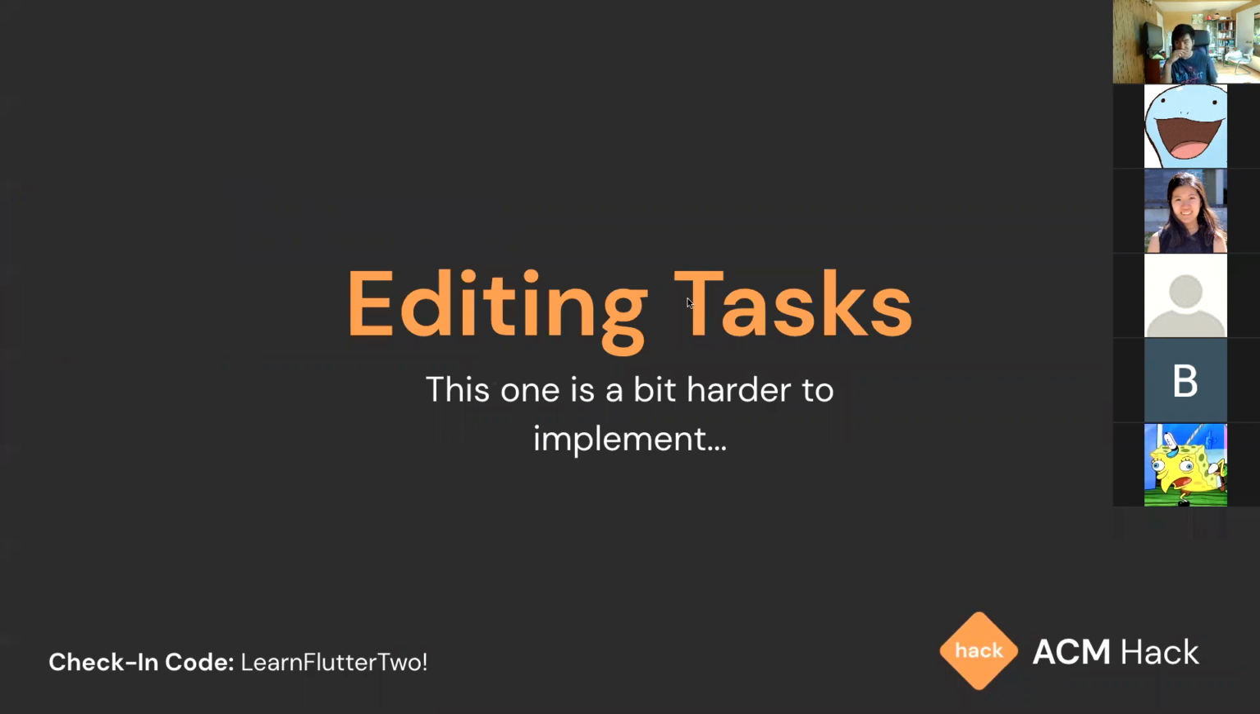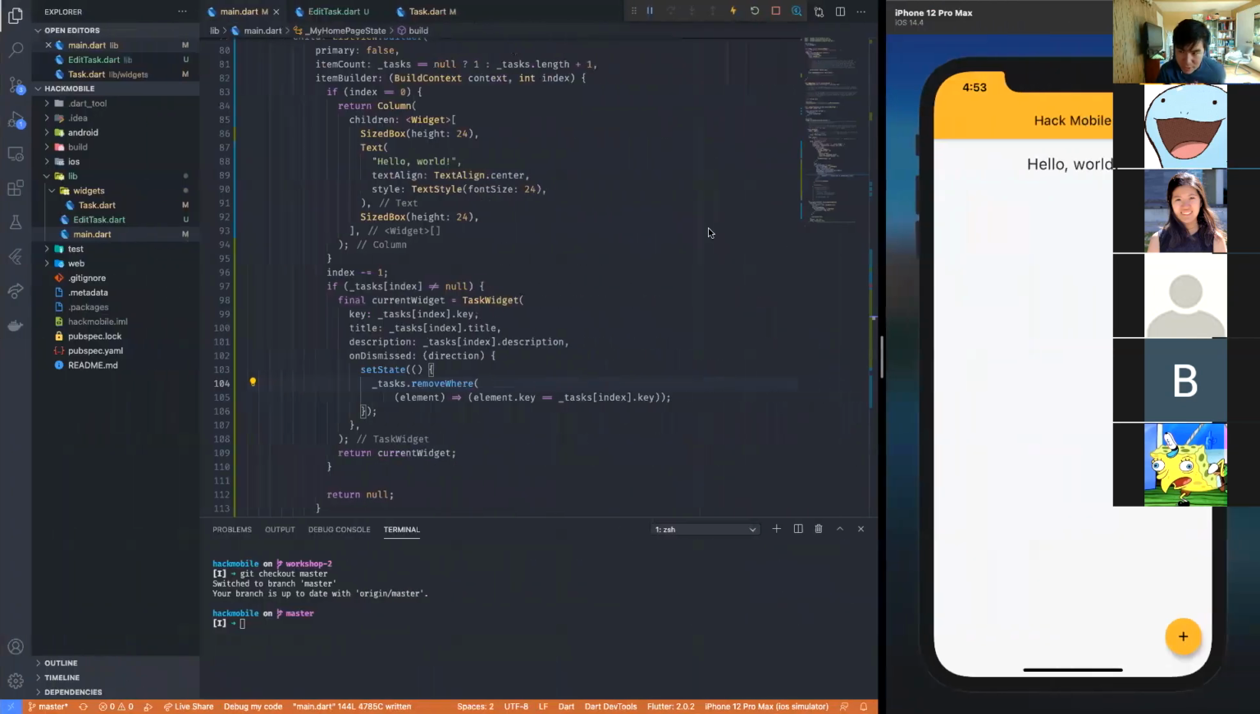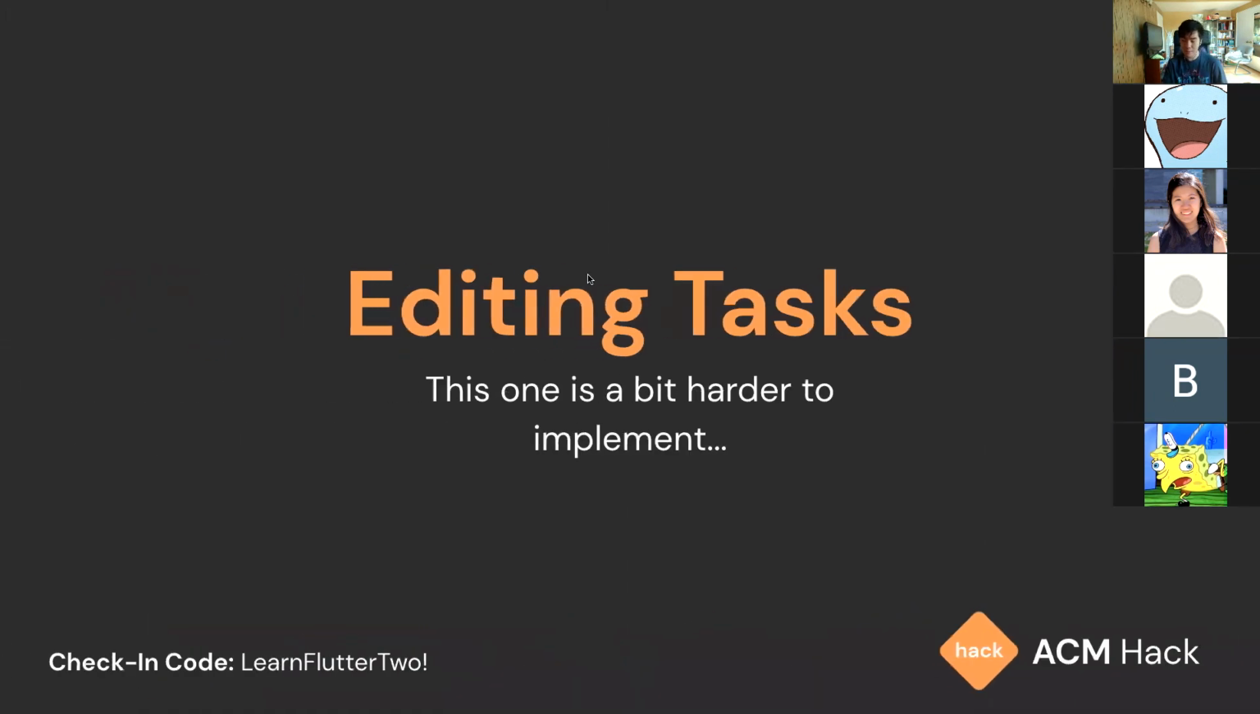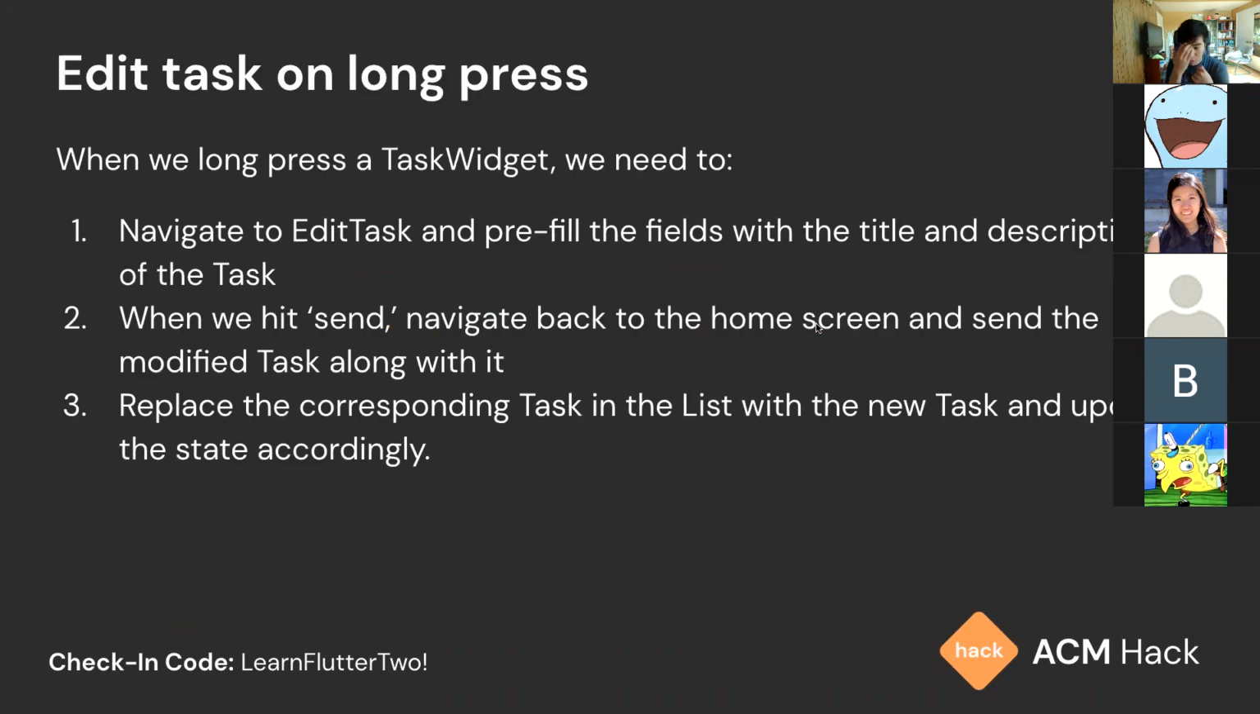Now, what if we want to edit a task? We created a new task and we made a mistake or something, but we don't want to get rid of the whole thing. This one's going to be a little bit harder to implement. So we want to do this on a long press gesture, because that kind of makes sense. We long press on something to edit.